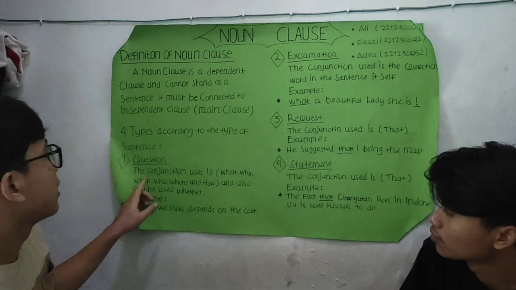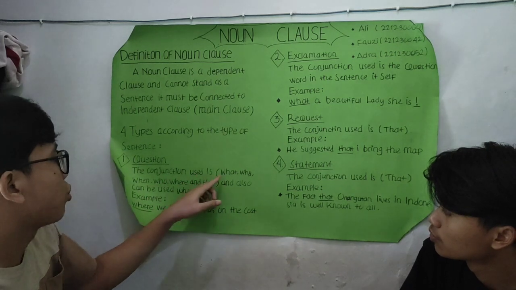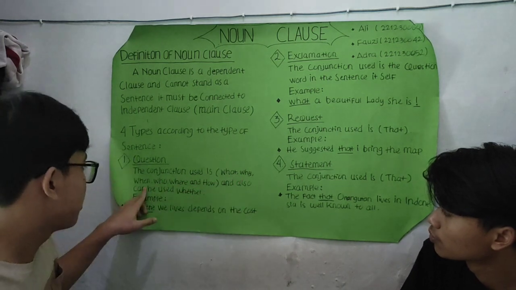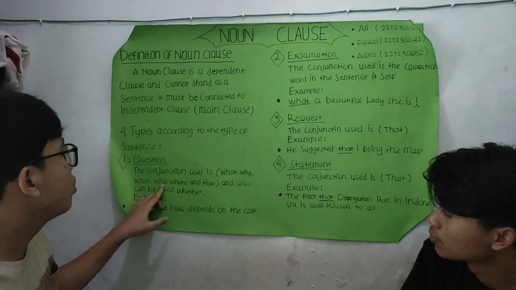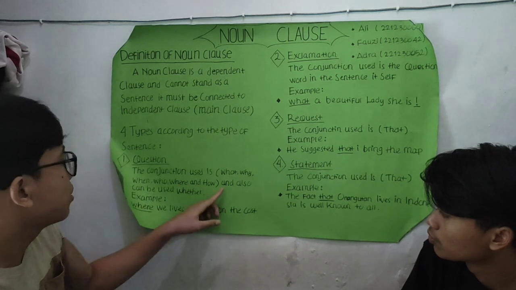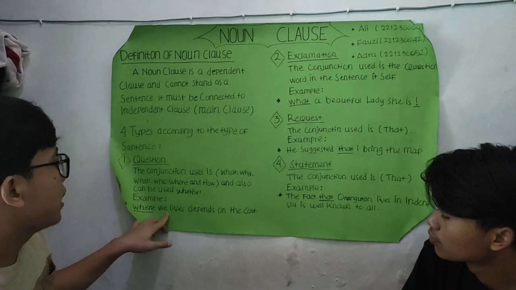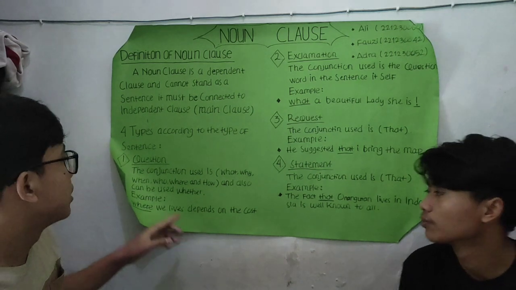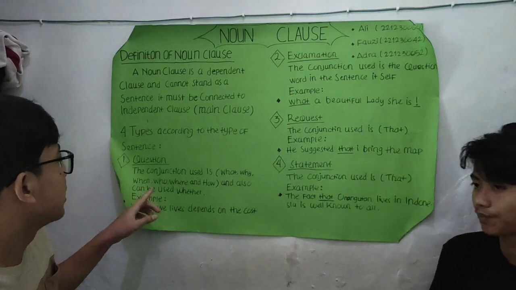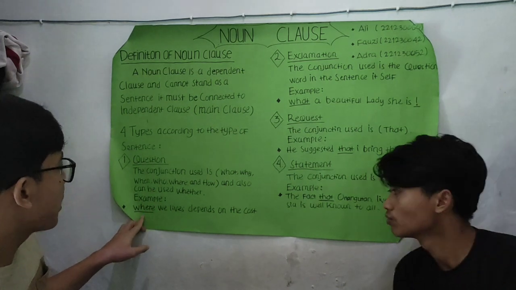First is question. The conjunctions used are what, why, when, who, where, and how, and also whether. Example: where we live depends on the clause. The noun clause in here is the word where.